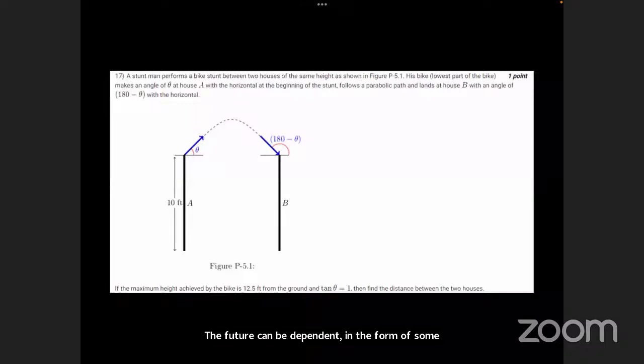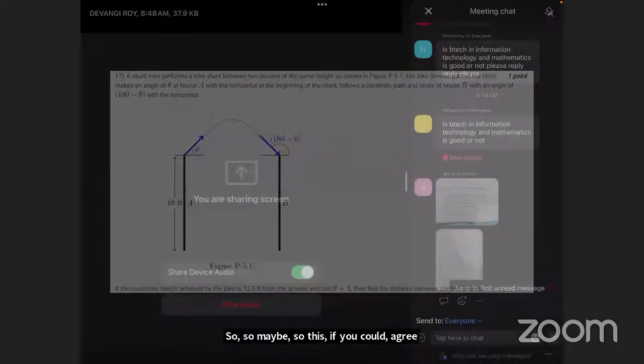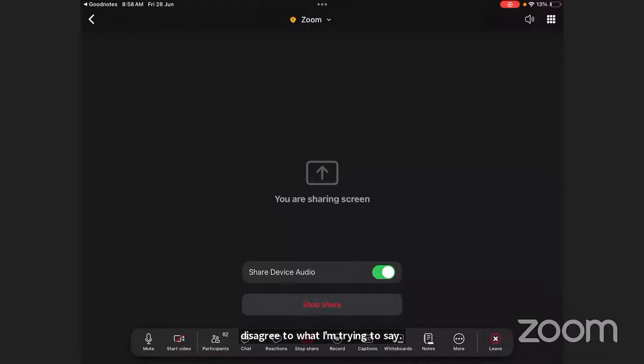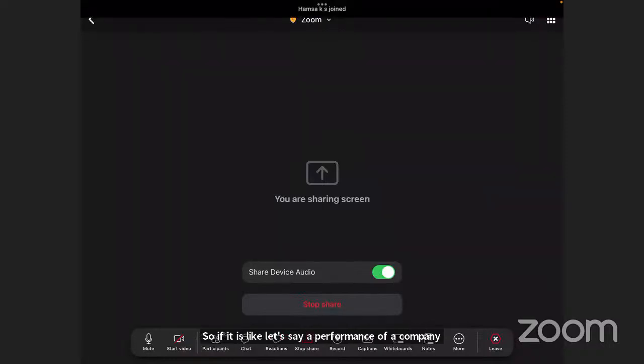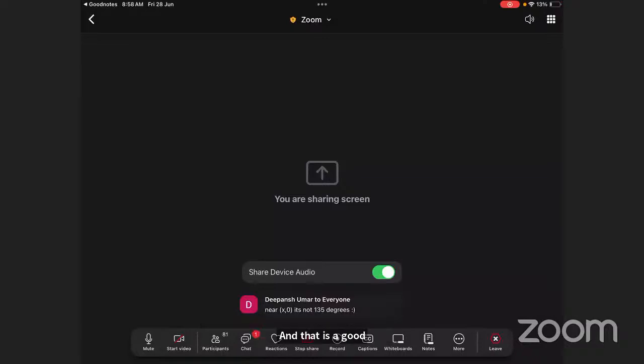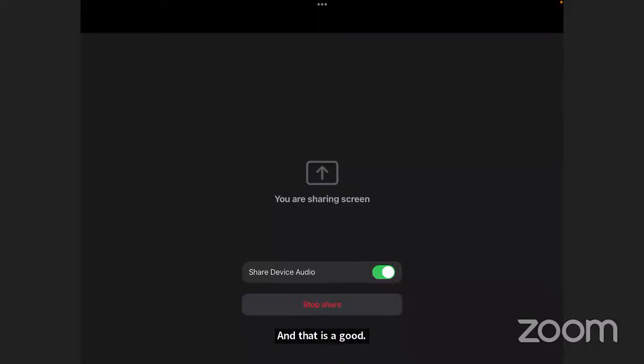Not always, maybe. So if you could agree or disagree with what I'm trying to say: if it is, let's say, the performance of a company, and the variables are maybe X, Y, Z, which could be raw materials or time taken, and then the graph is plotted on such inputs to get whatever output we get, right? And that is a graph. Correct. That's a good example, where you can have n number of features and the polynomial is dependent on n features. The features can be raw material or some other things also.